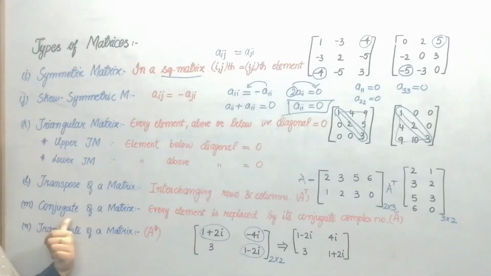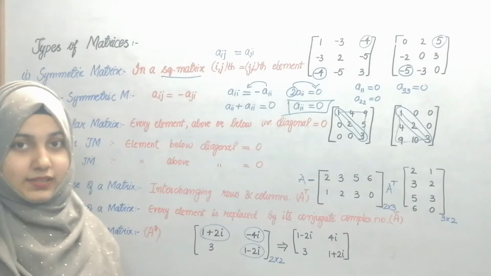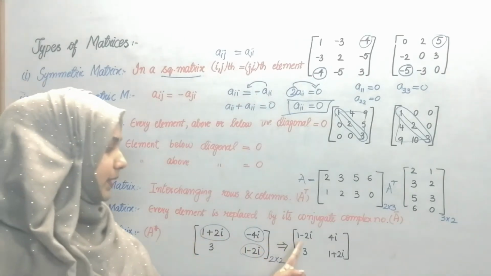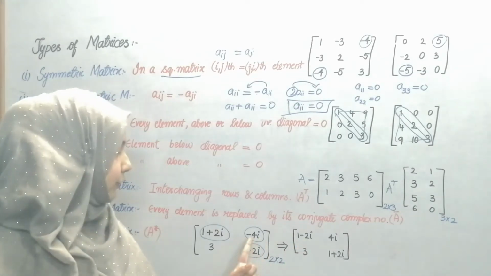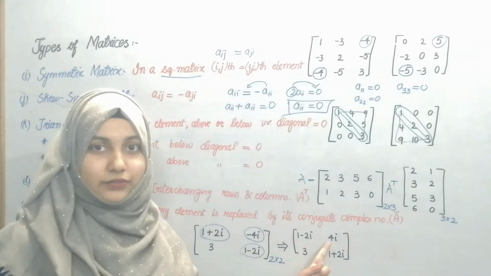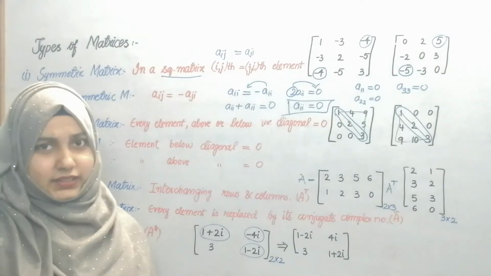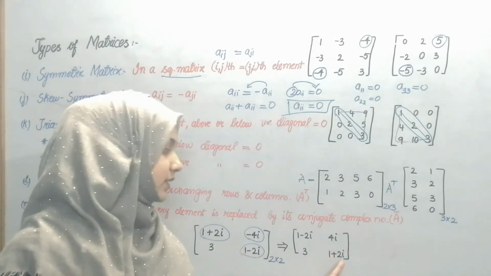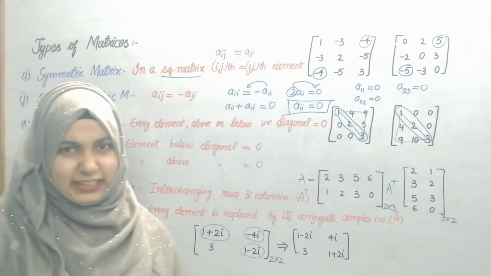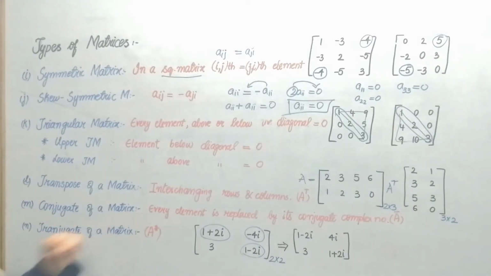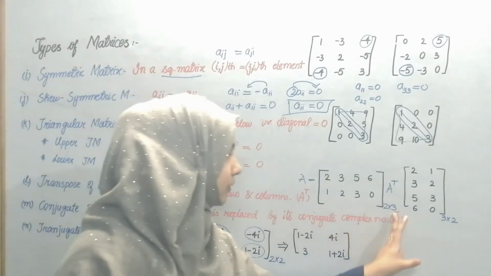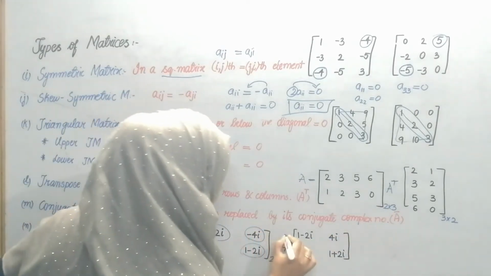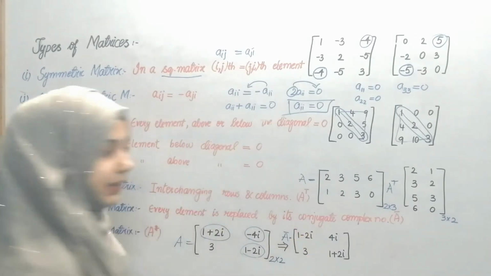So its conjugate will be what? Just simply change the signs. Here 1 plus 2i becomes 1 minus 2i. Here I've got minus 4, here I'll have plus 4. 3 is an integer, so do nothing to this. Now 1 minus 2i becomes 1 plus 2i, changing the signs. Get it? Easy, right? Conjugate of a matrix is done, and it is represented with a bar. If my matrix is A, then the conjugate complex will be A bar.